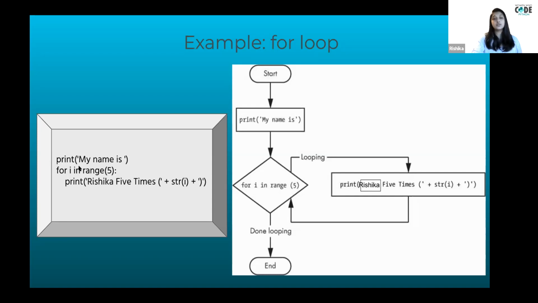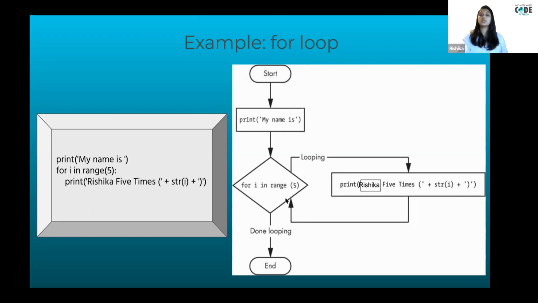And then you say in, which is another keyword, the in keyword. And then here I'm showing you the first way where you can call the range method, and it takes in the value of 5. And then inside here, this is our actual clause, and we're saying print Rishika 5 times. And this is just some extra formatting.